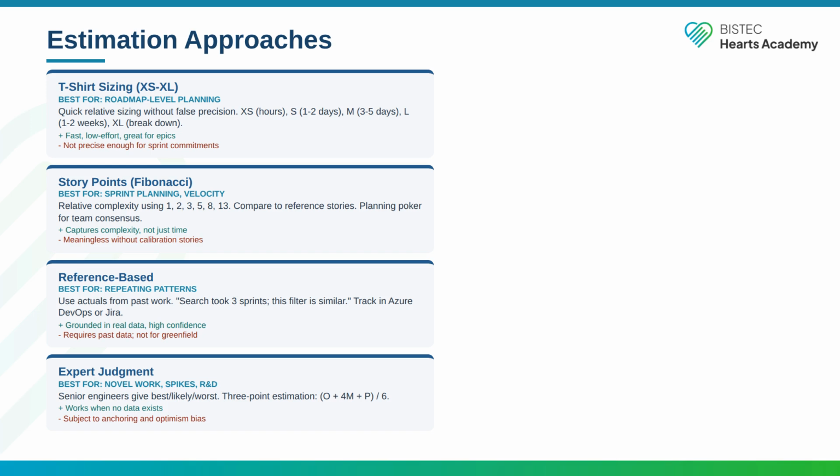Extra small is hours, small is a day or 2, medium is a week, large is 1 to 2 weeks, and extra large means it needs to be broken down further. It is fast, low effort, and great for epics, but it is not precise enough for sprint commitments. Story points using the Fibonacci sequence 1, 2, 3, 5, 8, 13 are for sprint planning. You compare stories against calibration stories that the whole team agrees on. Use planning poker so everyone votes independently before discussing.